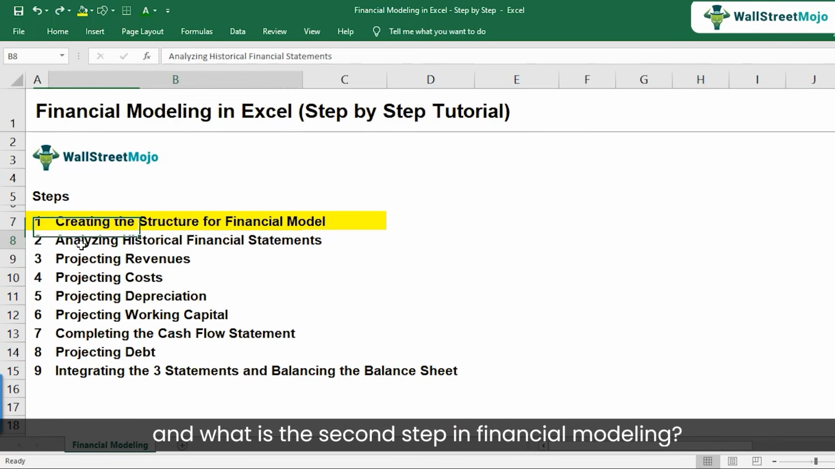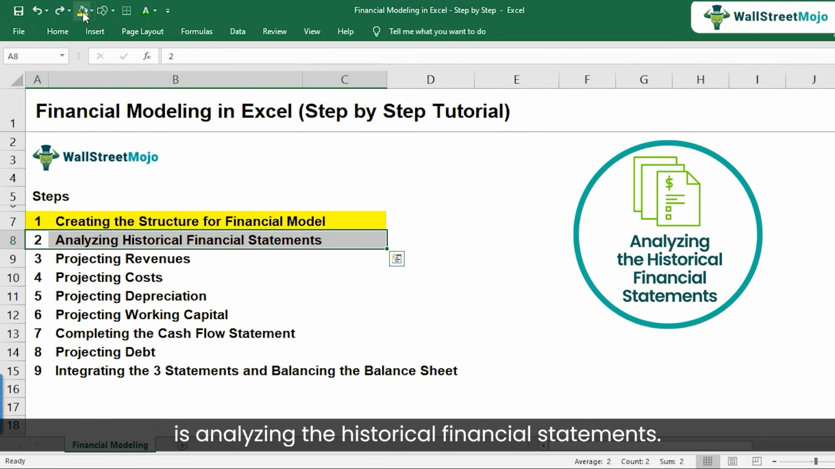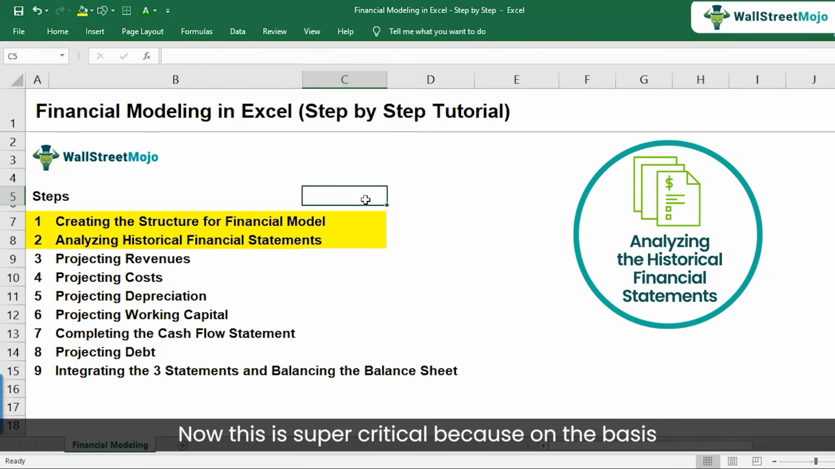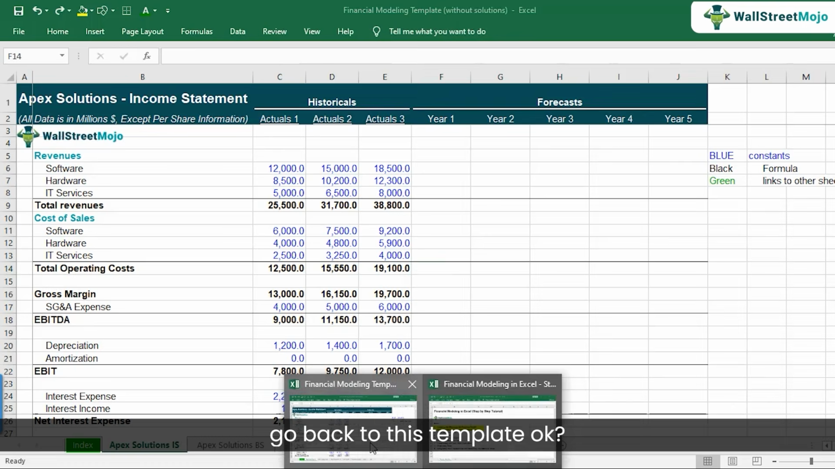What's the second step in financial modeling? The second step is analyzing the historical financial statements. Now, this is super critical because on the basis of what you see in the historicals, you are going to project the financials of the company, right? So in order to analyze the historical financial statements, let's go back to this template.